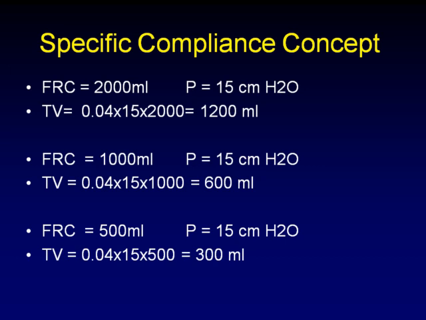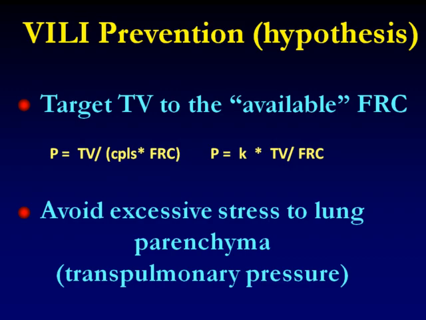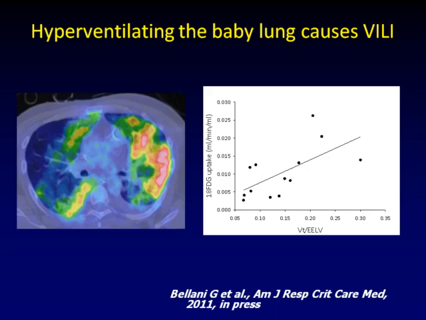That is, specific compliance is constant, and for a given change in pressure, the change in tidal volume is proportional to the volume of the lung. So now, if we want to have protective ventilation, perhaps we should keep in mind that the developed pressure will be a function of the available volume, provided the chest wall compliance is the same.